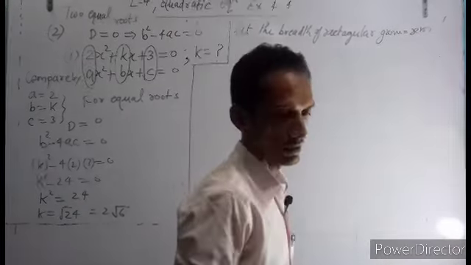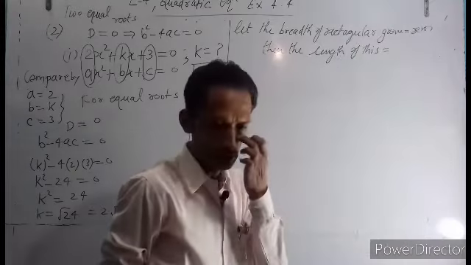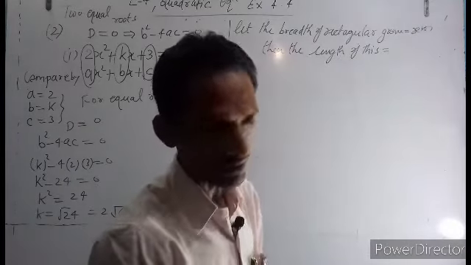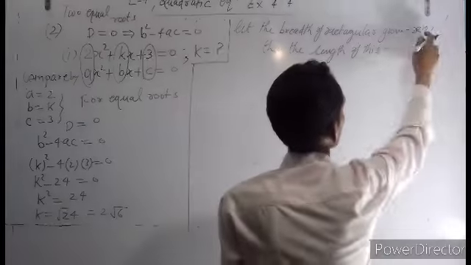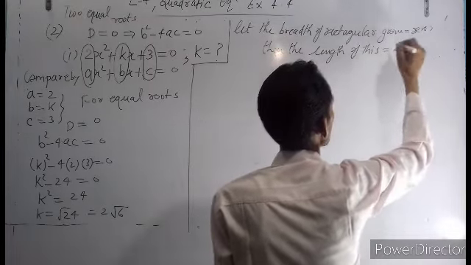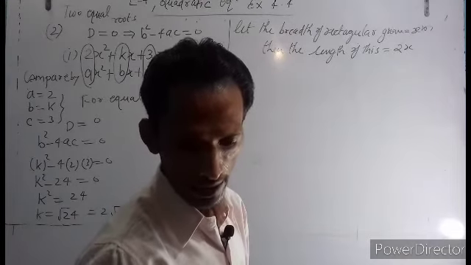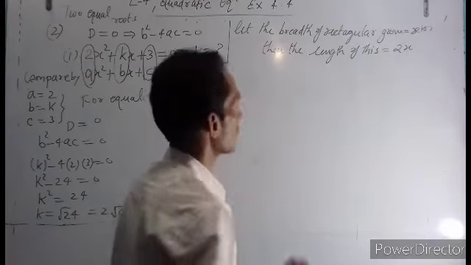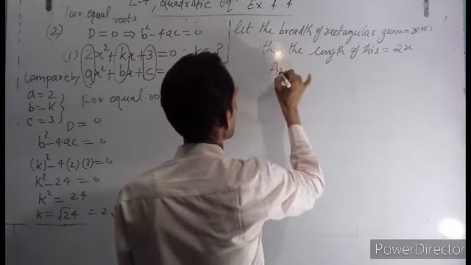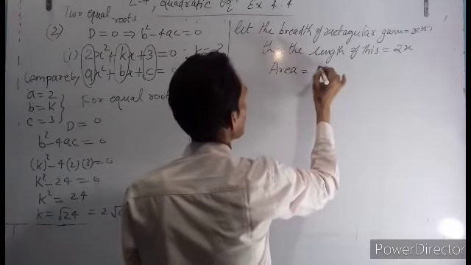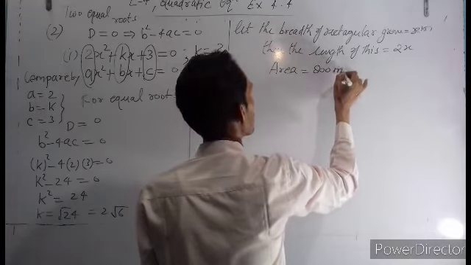Then the length of this. What will length? Length is twice the breadth. Twice the breadth means this breadth is x and then length will be 2x. Now come to the next line, and the area is 800 meters square. Area also given you. Area equal to 800 meters square.